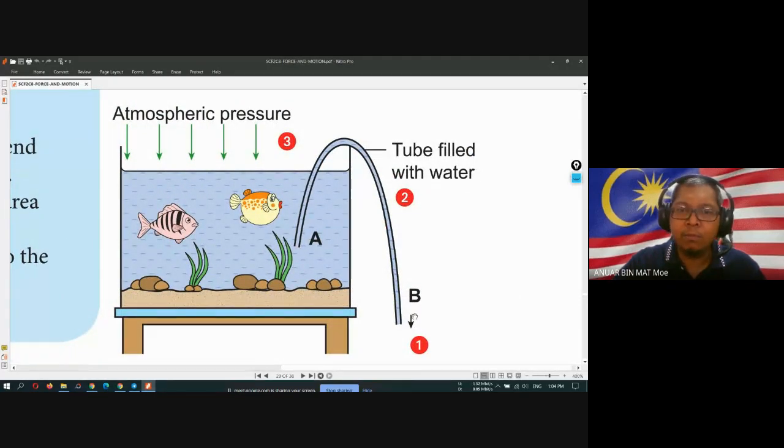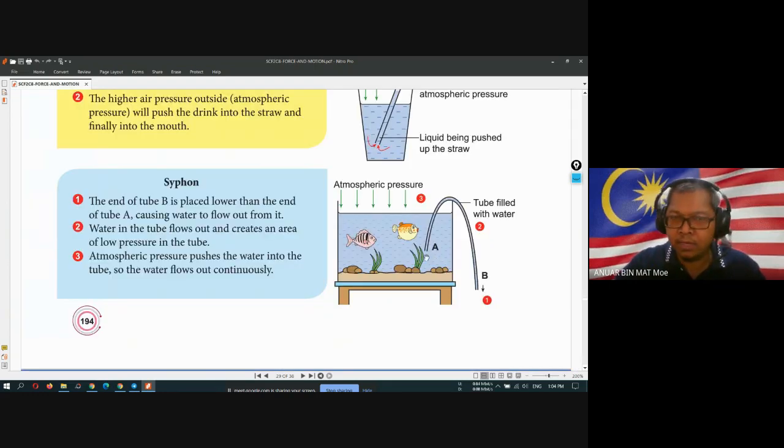And then the siphoning action, because of the difference in height at both ends of the tube, A and B, and also the difference in air pressure. For example, the end of tube A is placed higher than the end of tube B. Because of the higher atmospheric pressure at the upper side of the tube, the water inside the tank will flow down and empty the tank. You must understand this.